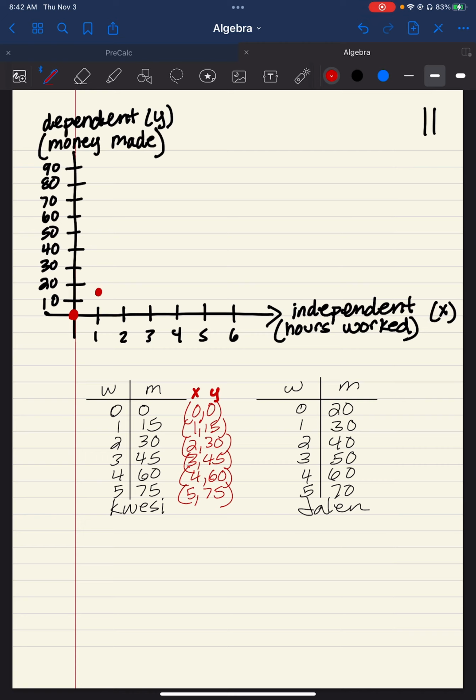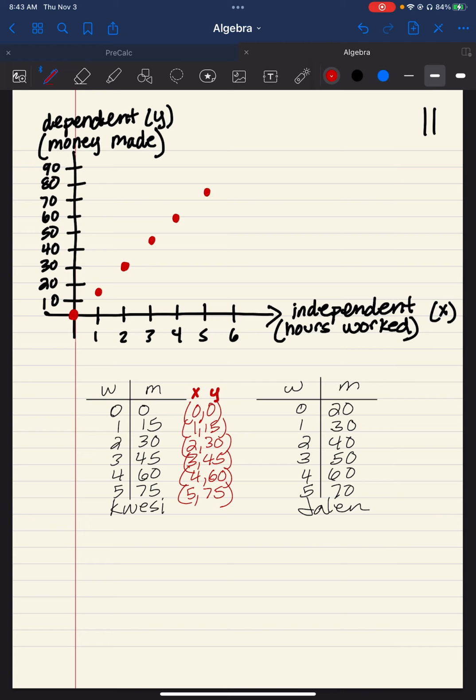And then 2, we're going to go to 30, so we're going to go up here. 3, we're going to go to 45, which is there. 4, we're going to go to 60, which is there. And 5, we're going to go to 75, which is right there.